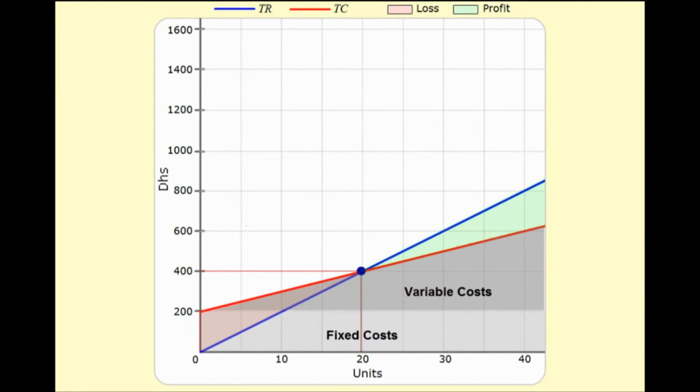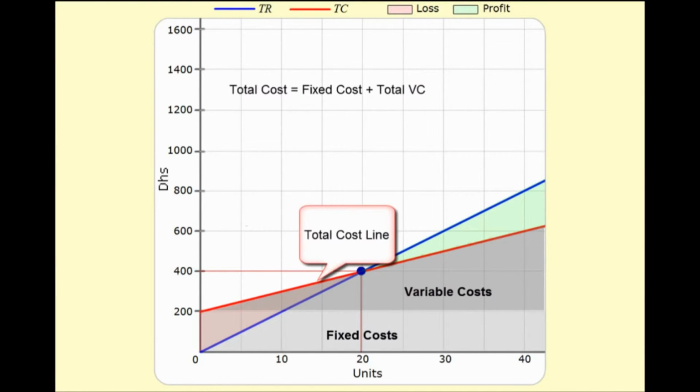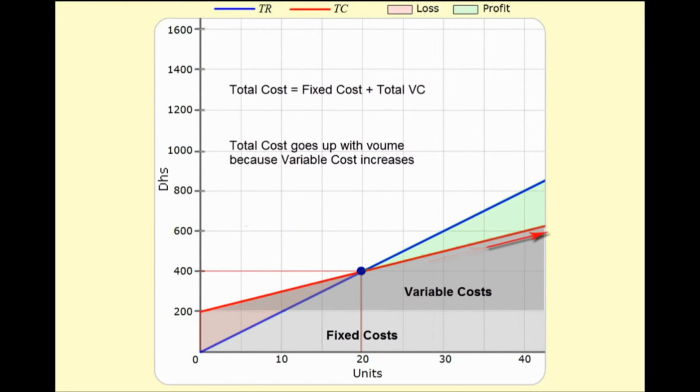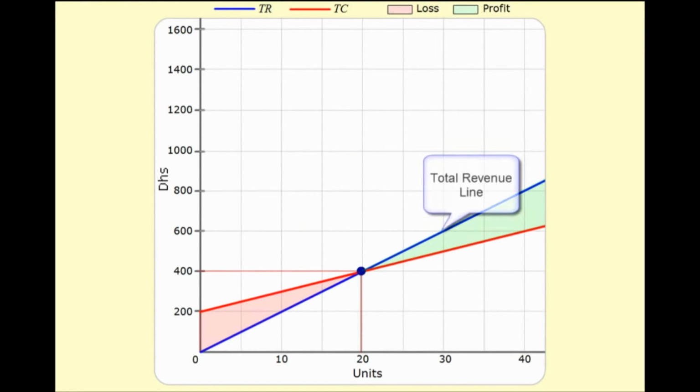If we plug in the variable costs on top of the fixed costs, we get the total cost line. Our total cost is, therefore, the sum of the fixed costs plus the total variable costs. We have a line that has a positive slope, and it starts out at what the fixed costs are and goes up from there. Now, we look at the total revenue line on the chart.